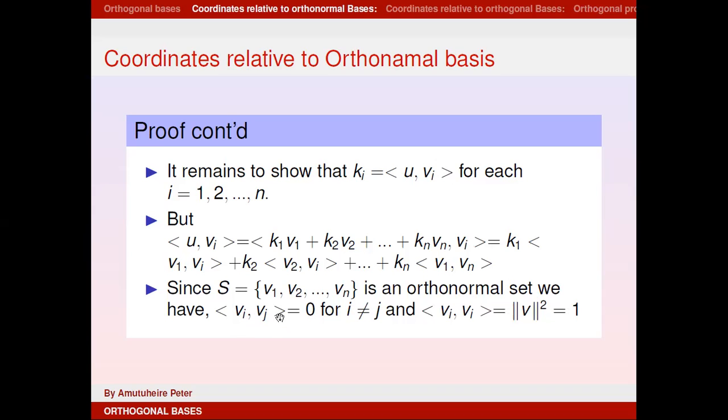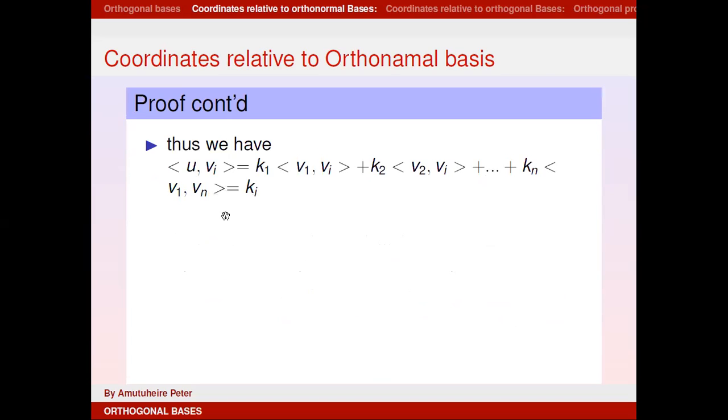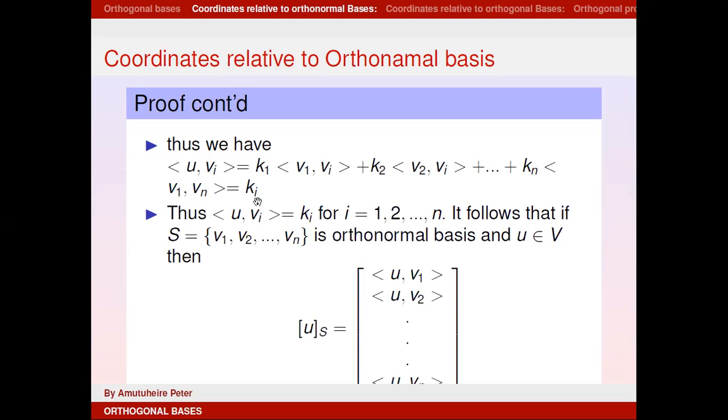So it means that all these inner products are going to be zero for i different from j, and we pick only one. And if they are the same, then we get the square of the norm, which gives us 1. So it means that the inner product of this is equal to Ki, and so on and so forth. So that one will always generate Ki.